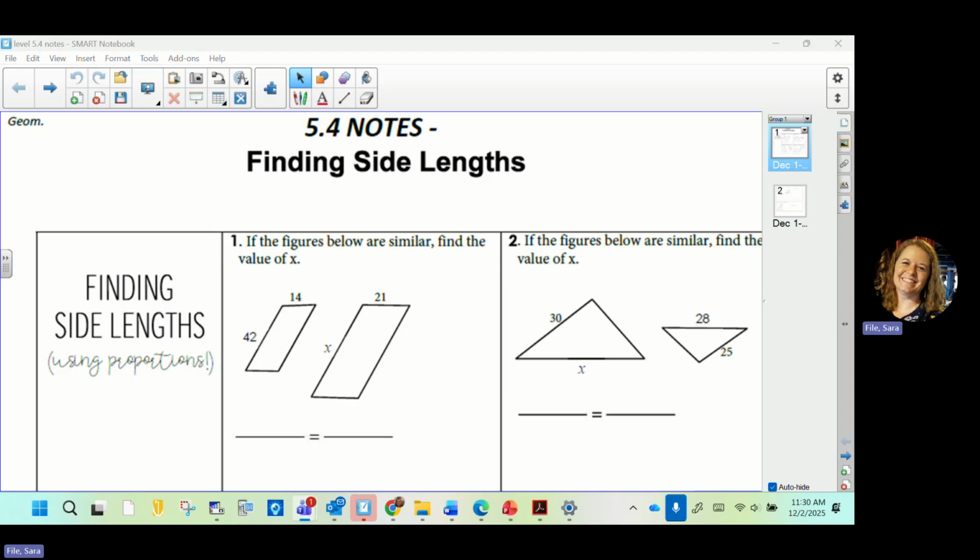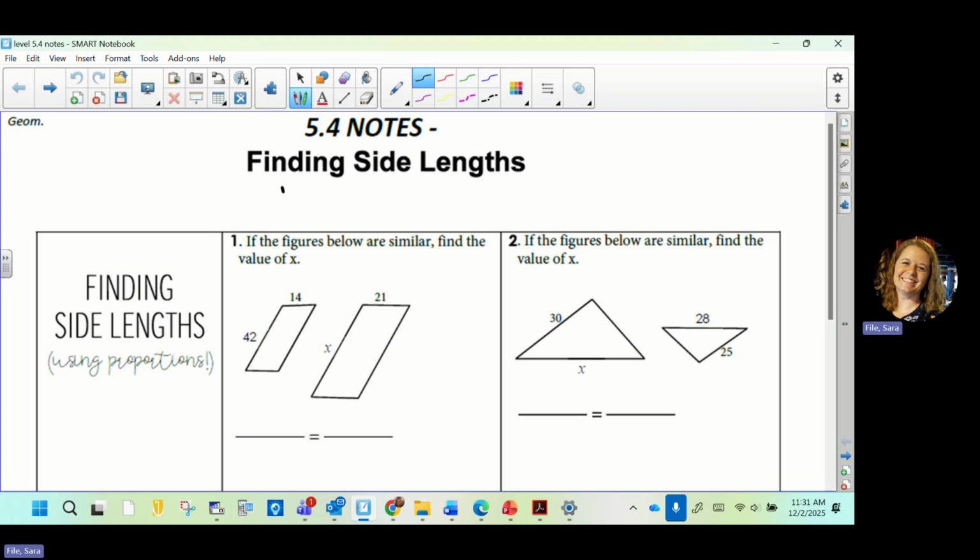In 5.2, we discussed similar figures. So what we're going to be doing today is finding missing side lengths in similar figures. So if you want to add that here in similar figures, you can. And if you need to refer to your notes from 5.2 later, when you're doing your practice, that's where we talked about what similar figures are.